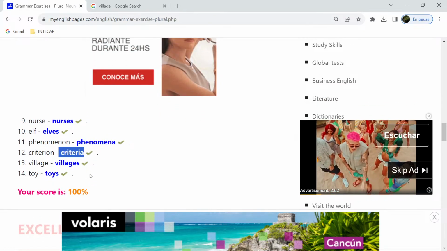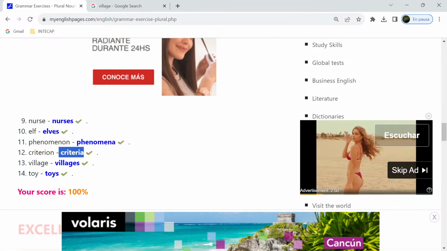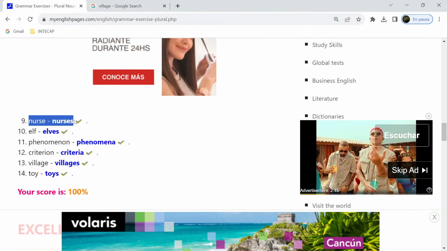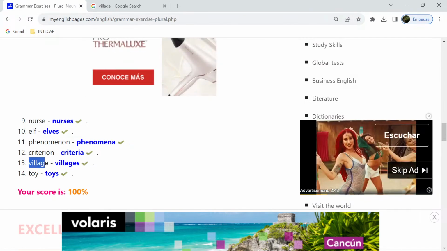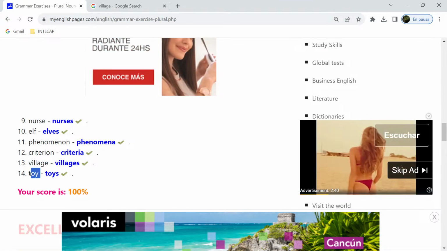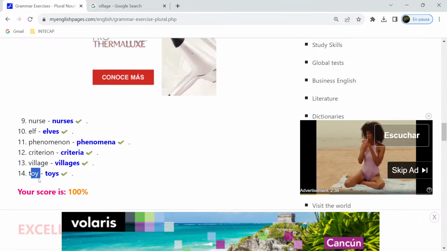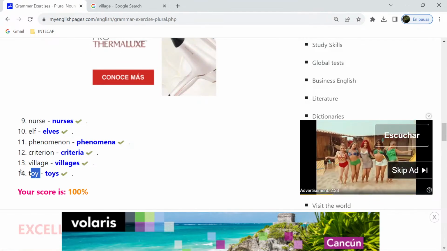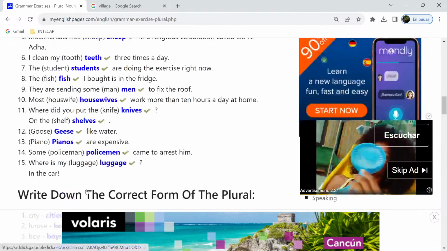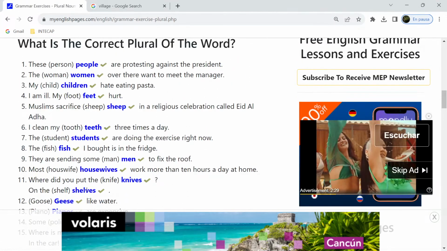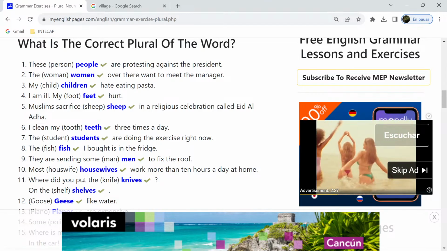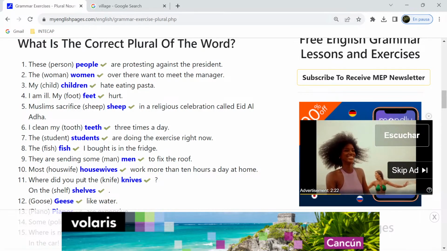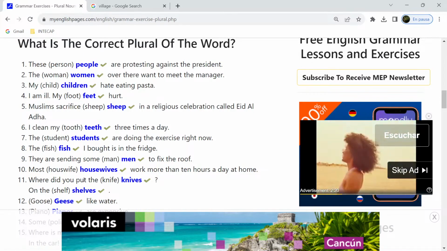Now you know that, for example, we also have regular plurals such as elf and nurse that follow the rules, right, guys? Village. We have an exception or a special case with the monosyllables, which is toy, boy, right, guys? And more. So here, guys, the purpose of this exercise is that you learn and catch more words that have the plural in the regular form or if it's irregular.